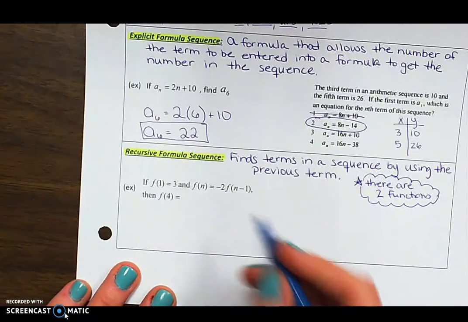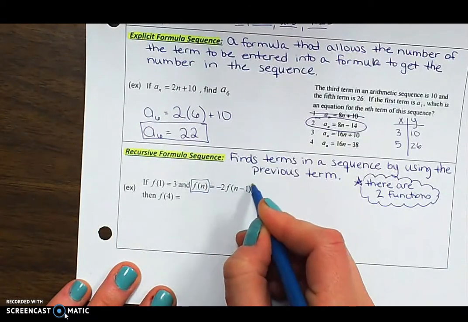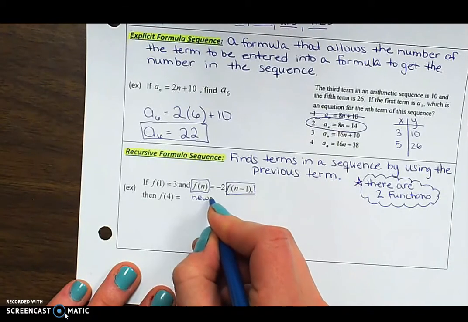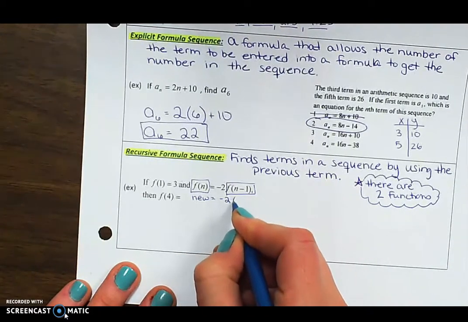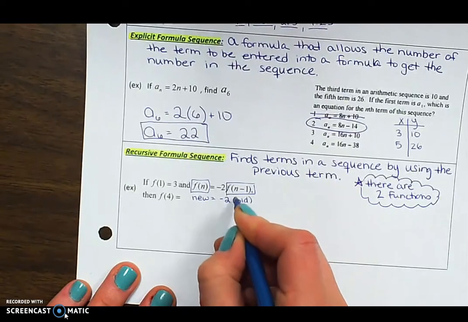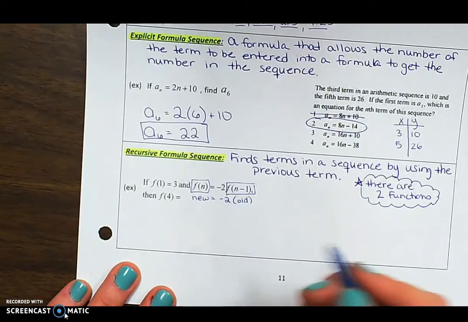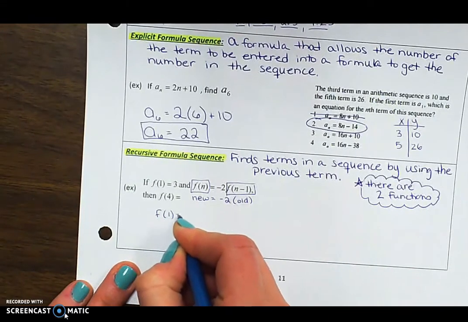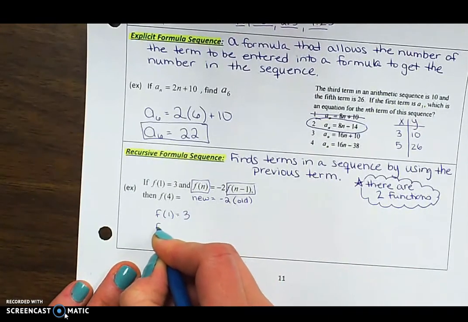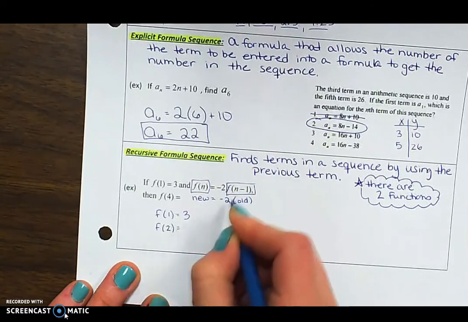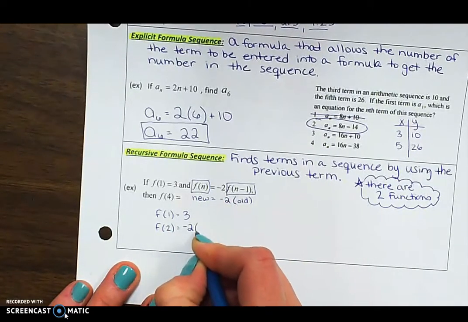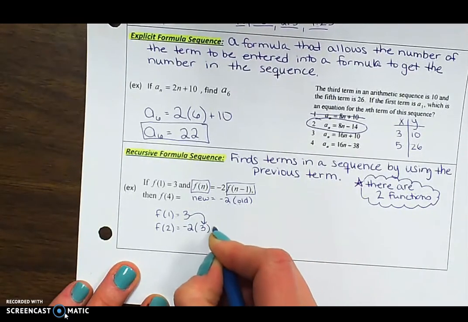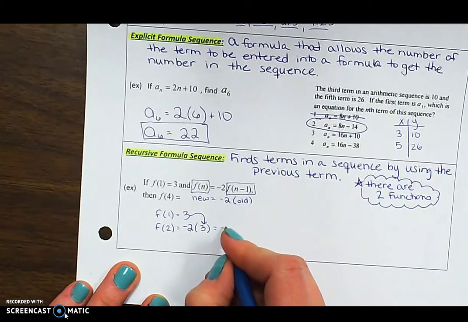So let's take a look. Here's our first function, and here's our second function. I'm going to rewrite this as new equals negative 2 times the old function. So let's try it out. f of 1 equals 3. That's our first. Then we have f of 2 equals negative 2 times the old function. Our old function, we take that and plug it right in. So negative 2 times 3 is negative 6.